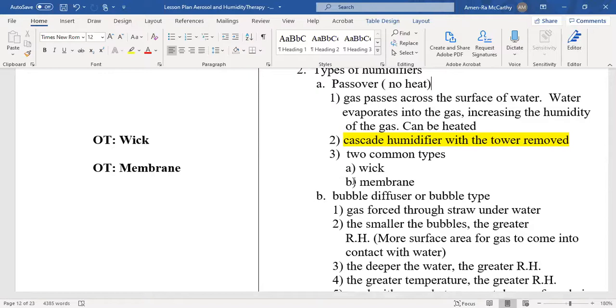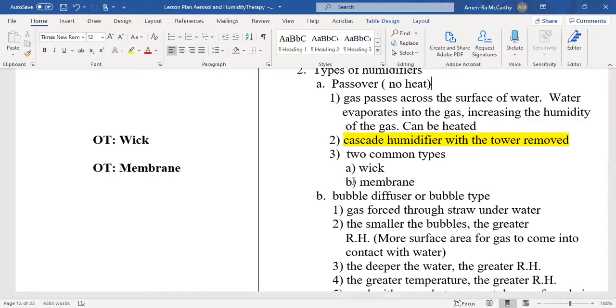And the other one would be a membrane type. That's simply one with a little thin paper membrane across the water, okay? As the membrane soaks up that water, the gas passes over that and picks up the water from the membrane. This has upgraded to a plastic type. This doesn't have a wick or a membrane in it, but these are the ones that you will see.